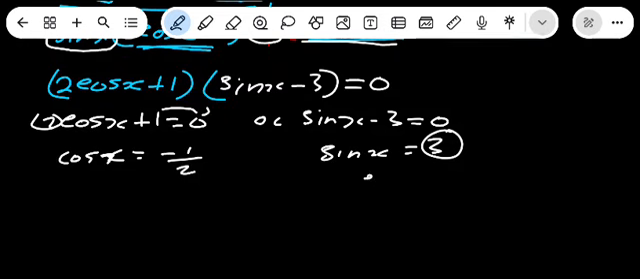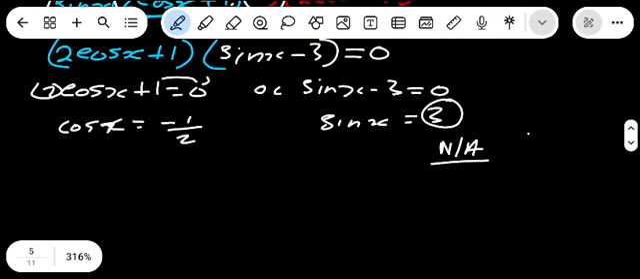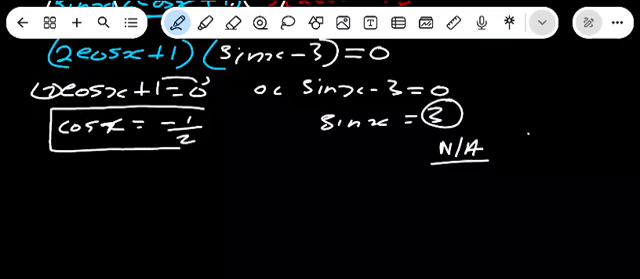If you say x, then you say sine like this, you'll get what? Error on your calculator. So this does not exist. So you can just say not applicable or no solution like that. All right, so let us focus on this now. This is our general solution.